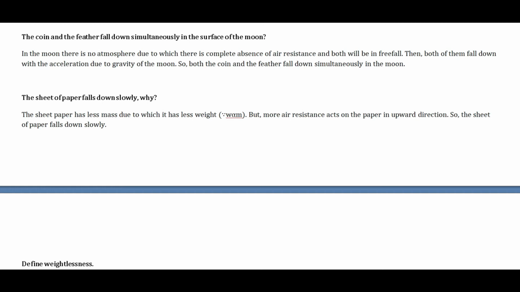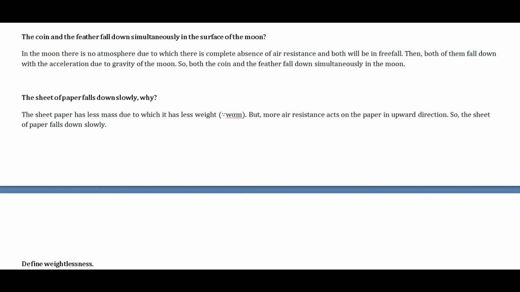Now let's see another reasoning question. The coin and the feather fall down simultaneously on the surface of the moon. What is the reason behind this? First of all, everybody knows what happens when a coin and a feather are dropped on the surface of the earth.